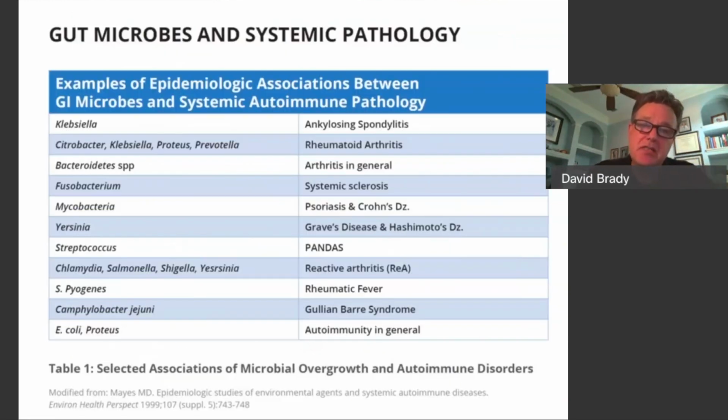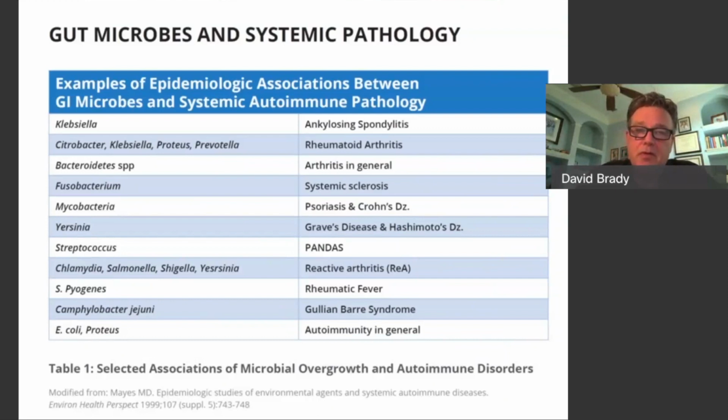But back to this link between the GI microbes and systemic pathology and autoimmunity in particular, it's all over the literature. So I'm giving some of the examples here. Most of the things on this list, if not all of them, I think are autoimmune. Just for the sake of time we have today, we're going to concentrate on the ones toward the top.